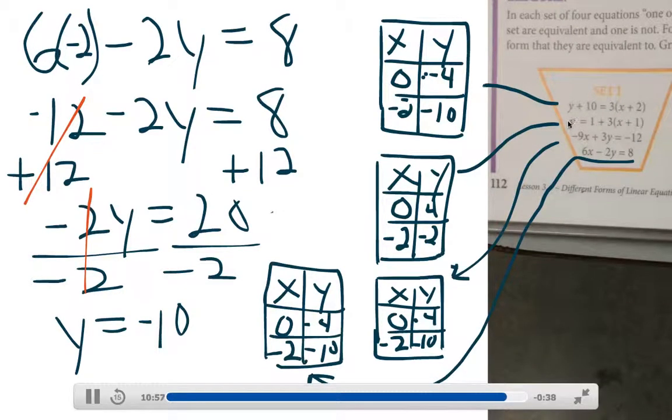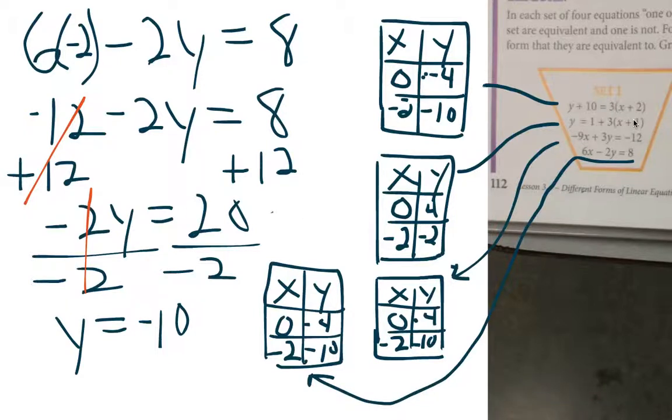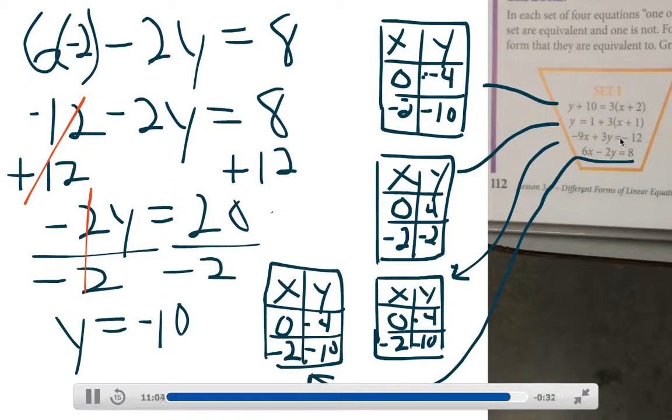So we can just put a line through this one. It doesn't match the other three equations. The other three equations are really in disguise the same exact equation. y plus 10 equals 3 times parentheses x plus 2 is a different form of -9x plus 3y equals -12, and it also is the same exact line as 6x minus 2y equals 8. Now, just looking at them, we couldn't match them up, and what we're going to do is come up with some shortcuts to match them up so we don't have to make these tables.